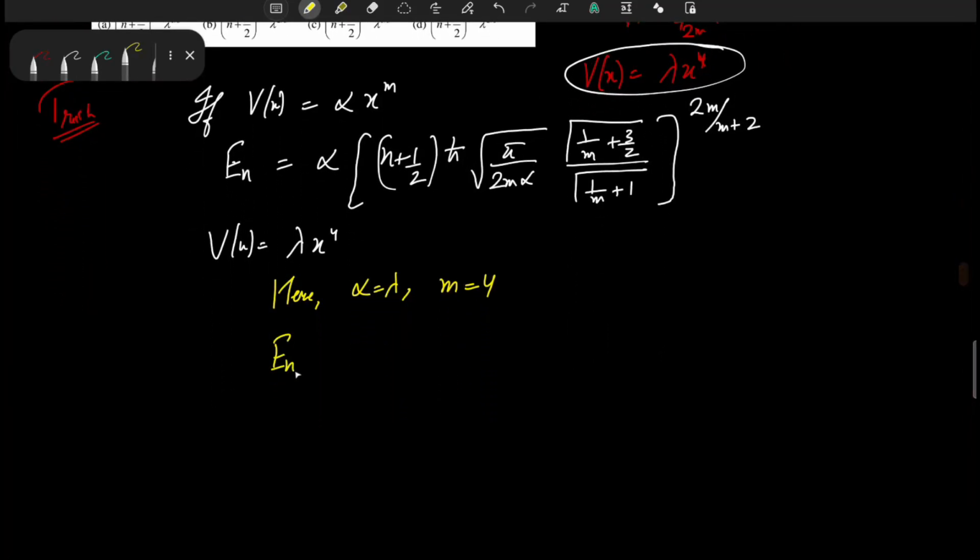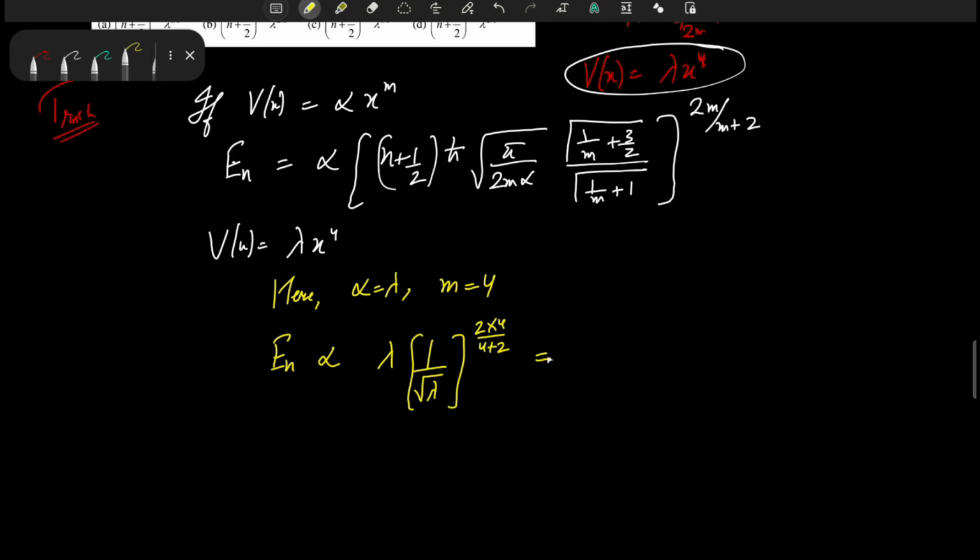So En will be proportional to, now alpha is lambda, so lambda comes here and lambda comes here. Because alpha is here and alpha is here. So don't confuse the proportionality sign with alpha, because they look the same. In place of alpha we have to write lambda, because in the question it is lambda. So 1 by under root lambda comes here, and this whole is raised to power 2m by m plus 2. So m here is 4, so 2 into 4 by 4 plus 2.